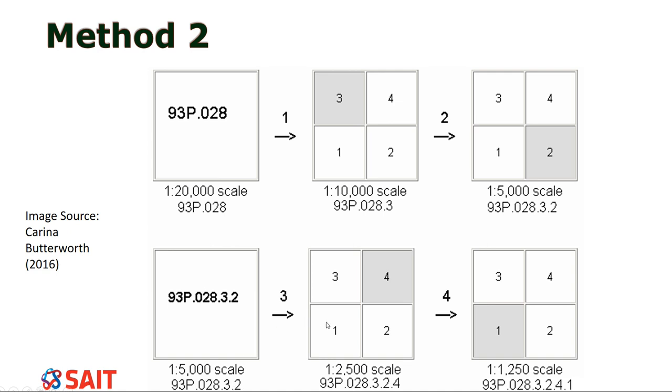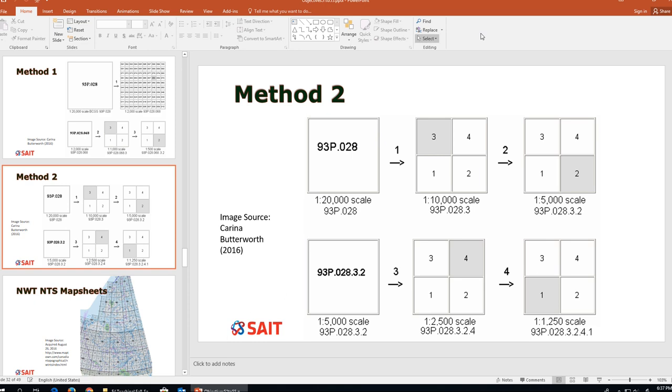Then they say, no, I've got to get closer in. I've got to zoom in more. So then they divide it by 4 again, and they get a 1 to 2,500 map. So now I have 93P028324. Then if that's not good enough for you, you can go to a 1 to 1,250 scale map. And that is 93P0283241.